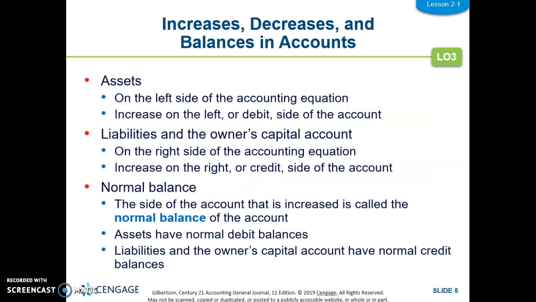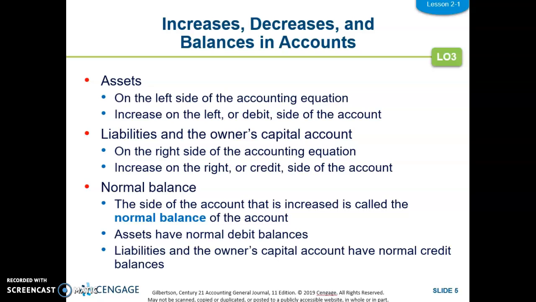So, increases, decreases, and balances in accounts. For assets, on the left side of the accounting equation, is going to be their normal balance. And a normal balance is the side of the account that is increased. So assets have a normal debit balance. So if we were to receive cash, we would give it a debit. If we were to pay cash, that would be decreasing our cash. That would be a credit.